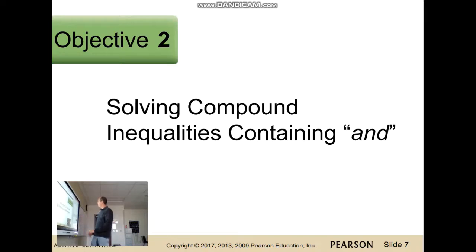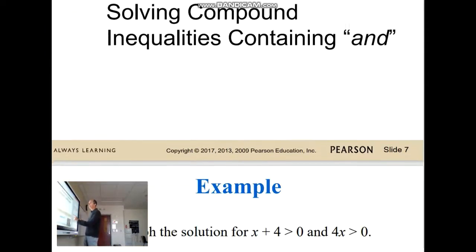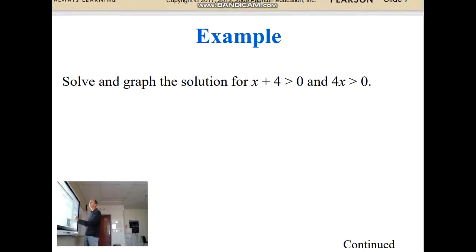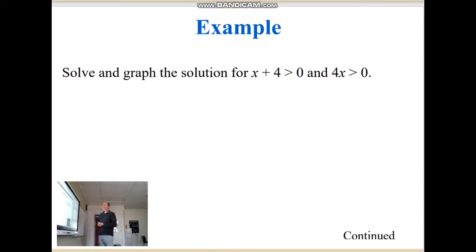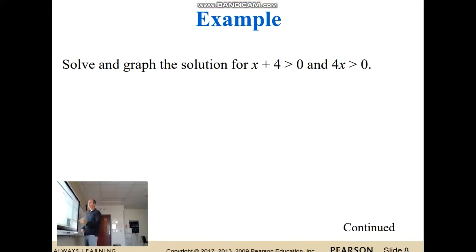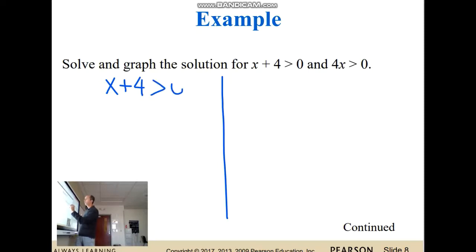And now we will solve compound inequalities containing AND. That means intersection. Solve and graph the solution for x plus 4 greater than 0 and 4x greater than 0. The first thing we have to do, let's split the screen here, and on this side we're going to work the inequality x plus 4 greater than 0. On this other side we will work the inequality 4x greater than 0.